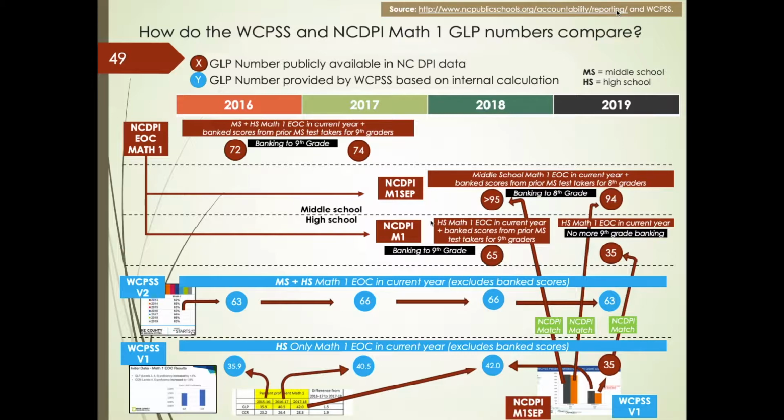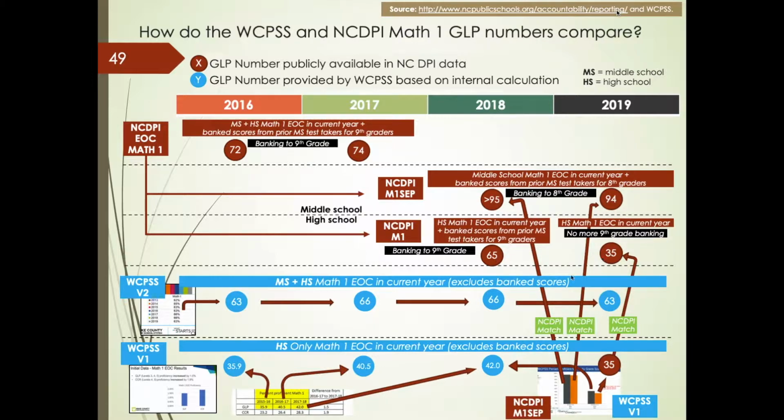High schoolers, on the other hand, now we're breaking out their scores. Starting in 2018, we're seeing their score broken out into M1. And in 2018, their GLP proficiency was 65. Now, again, this number contains bank scores to 9th grade. So this is the last year that any scores for middle schoolers were banked or carried over into a 9th grade score.